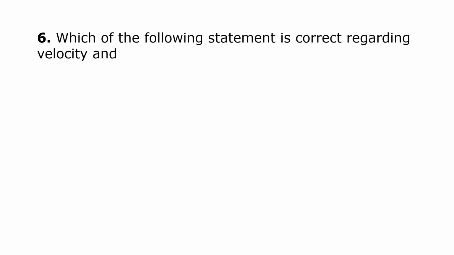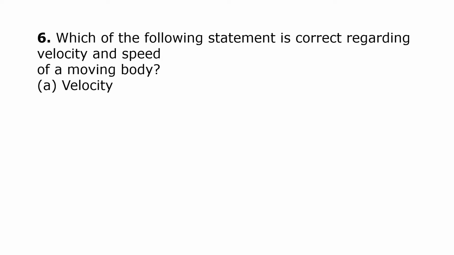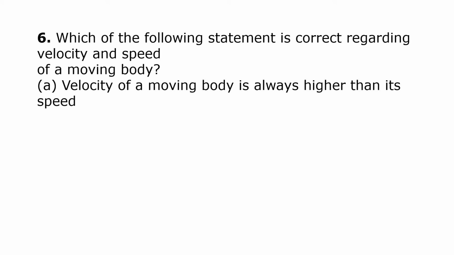Going to sixth question. Which of the following statements is correct regarding velocity and speed of a moving body? Option A, velocity of a moving body is always higher than its speed. It can't be like that, because speed will be greater than velocity. We have to compare displacement and distance. Distance can be greater than displacement, or it may be equal, but distance is never less. So speed also will not be less compared to the velocity. Option A is not correct.